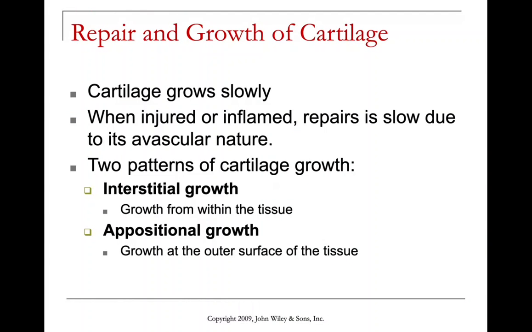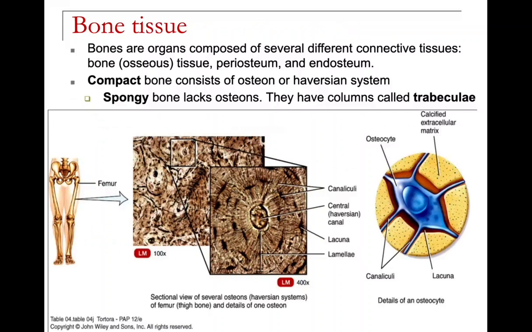Cartilage grows slowly. When it's injured or inflamed, repair is slow because of it being avascular. There are two patterns of cartilage growth. Interstitial growth is going to grow from within the tissue. Appositional growth is going to grow at the outer surface of the tissue.